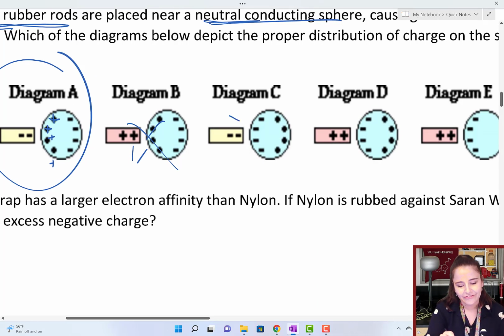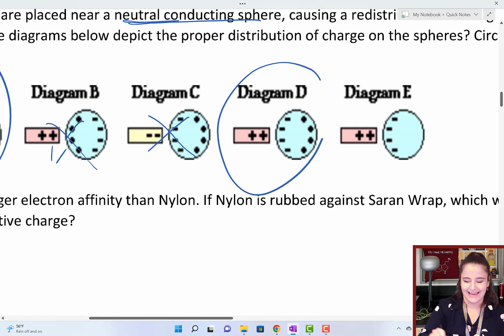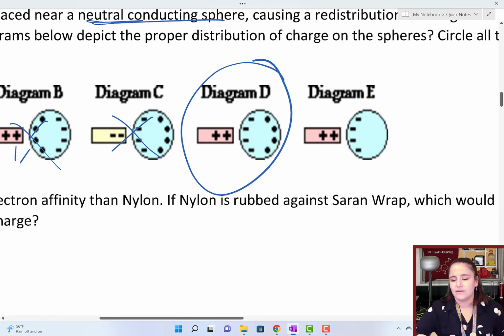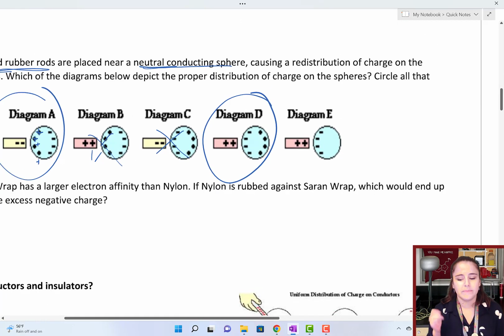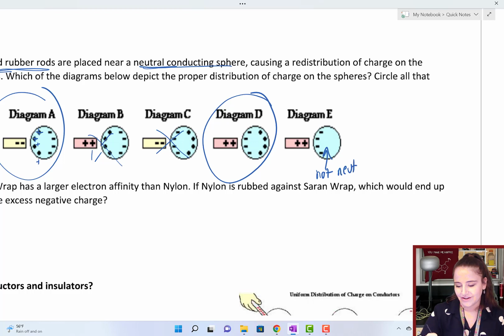Negative attracting negative, not going to happen. Positive attracting negative, yeah. And now diagram E, we do have the positive attracting the negative, but why is that one not correct? Because this sphere is not neutral. It says neutral conducting sphere, so we would need a balance of those positive charges. We would need those three positive over here for that to be the case. But since they are not there, it is not neutral.